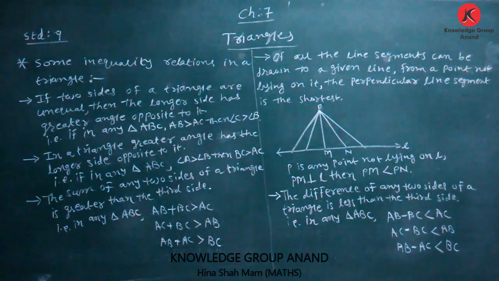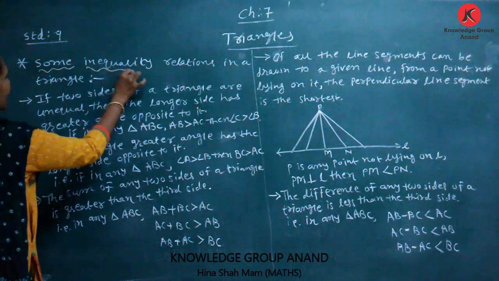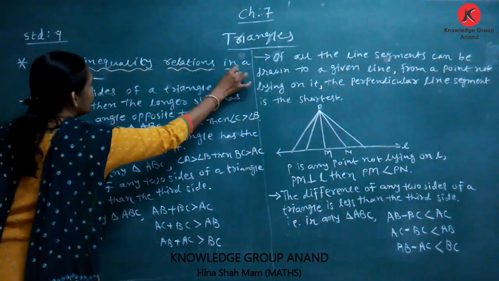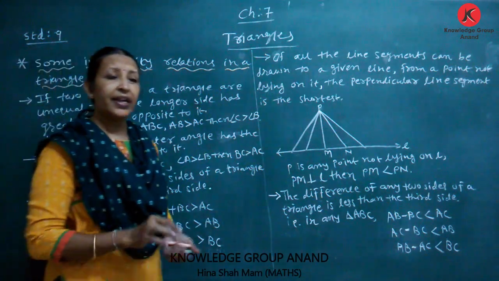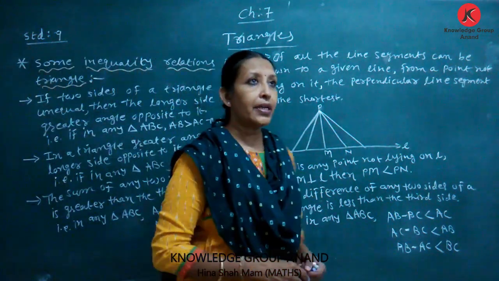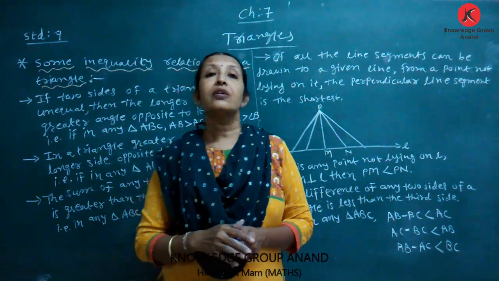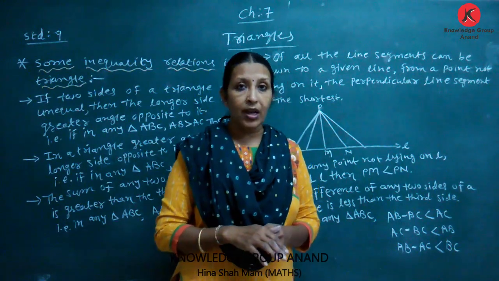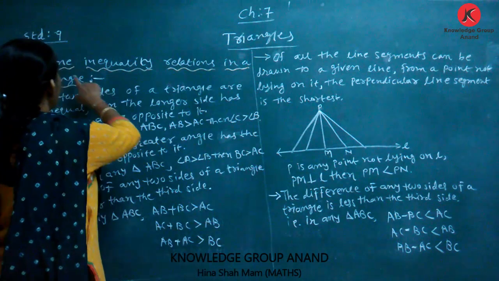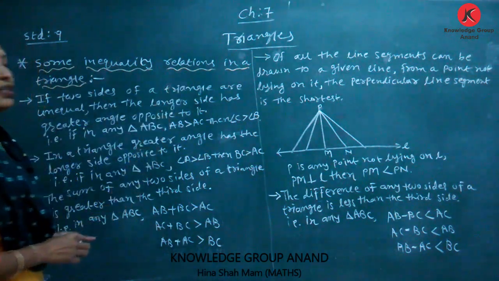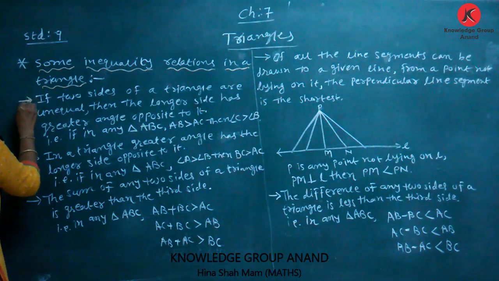Now, the topic is: some inequality relations in a triangle. What is inequality? Equal means equal, but unequal means they are either smaller or greater. Some inequality relations in a triangle. Number 1.